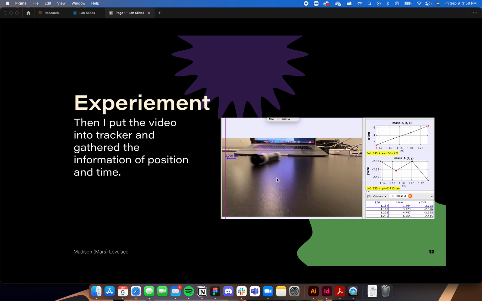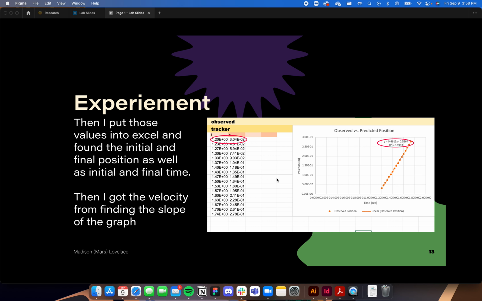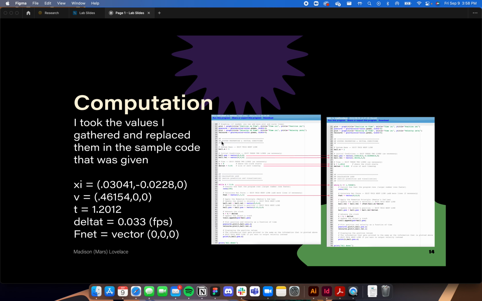over the span of less than 2 seconds. I put those into an Excel sheet and found the slope of the position to get the velocity of the marker, and took that initial time and initial position as well.